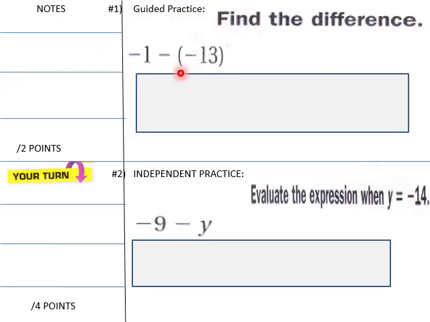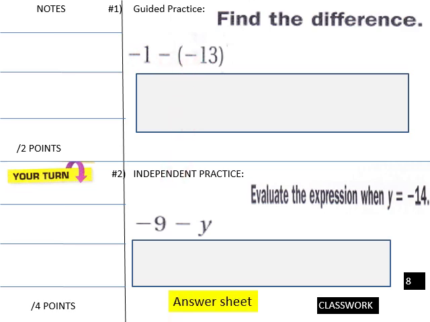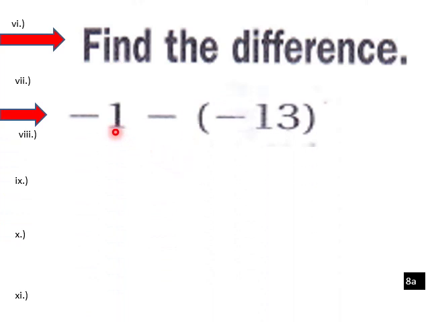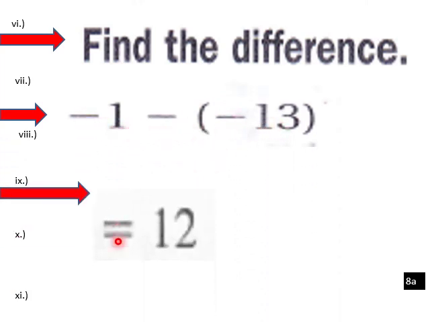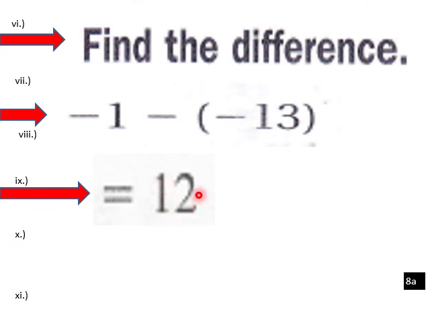Okay, so first guided practice. Find a difference. So down here, evaluate the expression when y equals negative 14. This is your independent practice here. But we're going to do this one up here as our guided practice. Negative 1 minus negative 13. Okay, so find a difference. So we have negative 1 minus a negative 13, which would equal 12. So how do we get from here to 12?